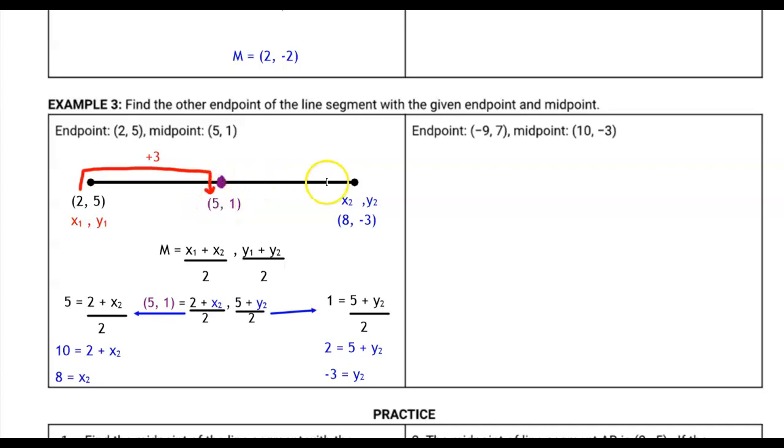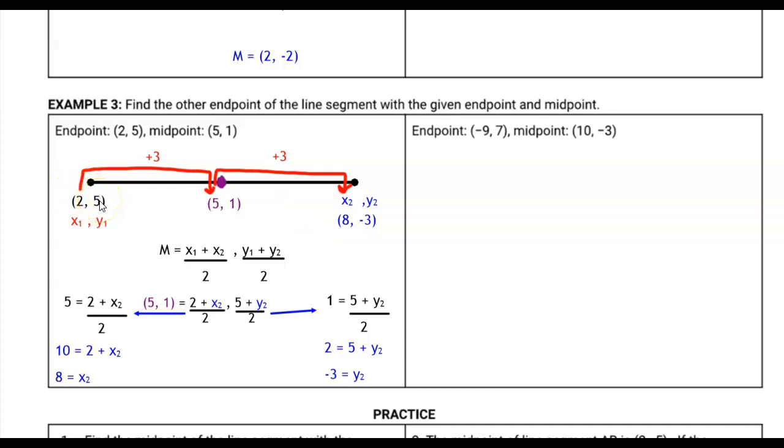Now, in order to get from the midpoint to the endpoint, remember, a midpoint is directly in the middle. It's the same number of jumps on the x-axis and the same number of jumps on the y-axis. So I need to go 3 higher on the x-axis in order to get to my endpoint, which means I have to add 3. 5 plus 3, that gives us 8. Math checks out. Next, I have to figure out what happens to the y values.